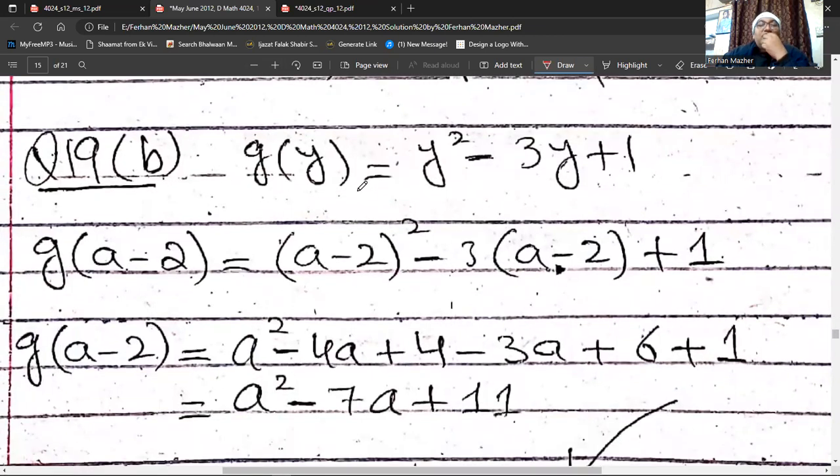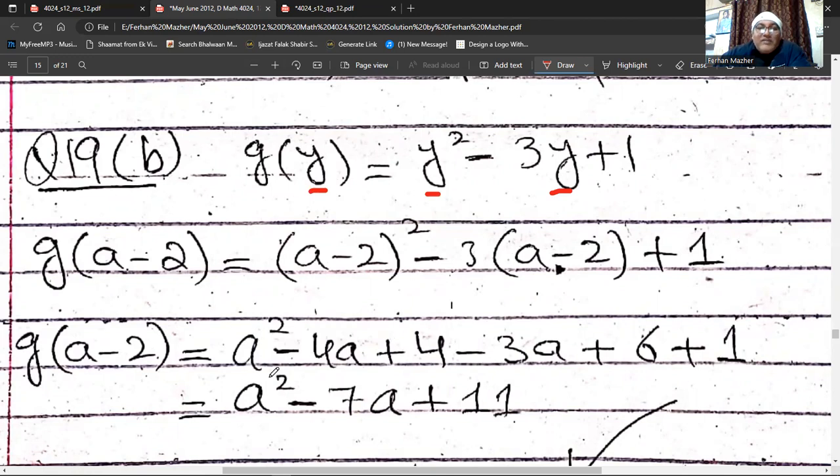So g of y is equal to y square minus 3y plus 1. In the place of each y, I will put a minus 2. So you see here, a minus 2 whole square minus 3 in bracket a minus 2 plus 1. A minus 2 whole square, I will open it, a square minus 2ab plus b square, so it will be a square minus 4a plus 4. And when you open this, it will be minus 3a plus 6 plus 1.